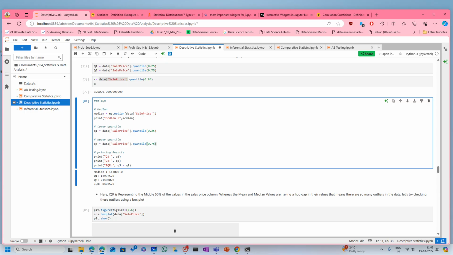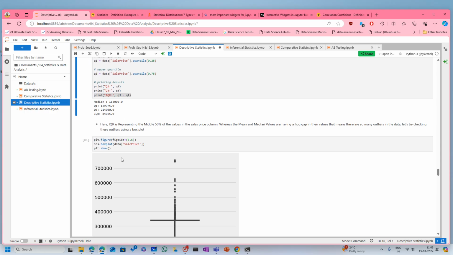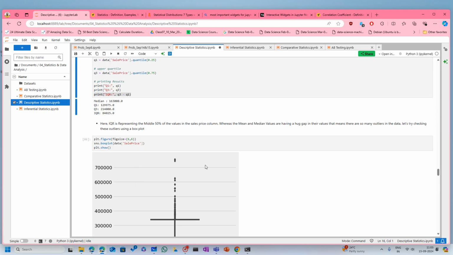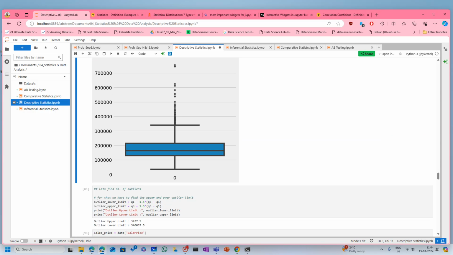The median is the middlemost value, and Q1 is the quantile of 0.25, and the upper quartile is 0.75. Then you subtract and you will get the IQR. Q3 minus Q1 is the IQR. You will get the IQR as 84,025. Now this is a box plot. This is what it looks like if you call box plot using Seaborn for that particular column.